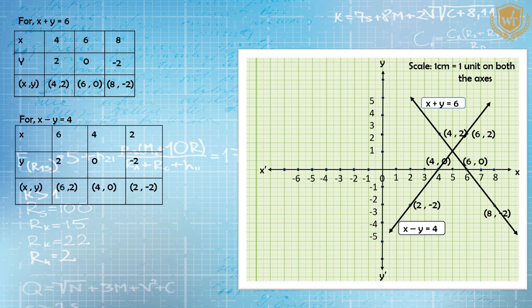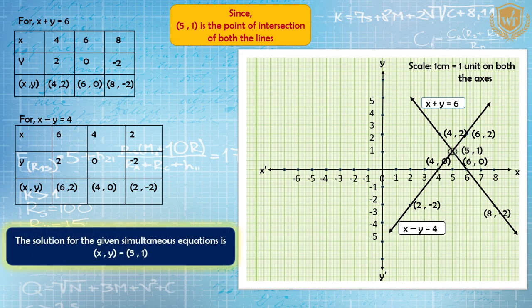Now, students, remember that important point number 4. The point of intersection of these two lines will give us the common solution. Now, yahan pe students, the lines are intersecting lines. Intersecting lines matlab only one common solution. So, yahan pe the point of intersection, which is 5, 1, is the common solution for both the equations. Write down the final statement and the sum is complete. I hope you have understood the sum.